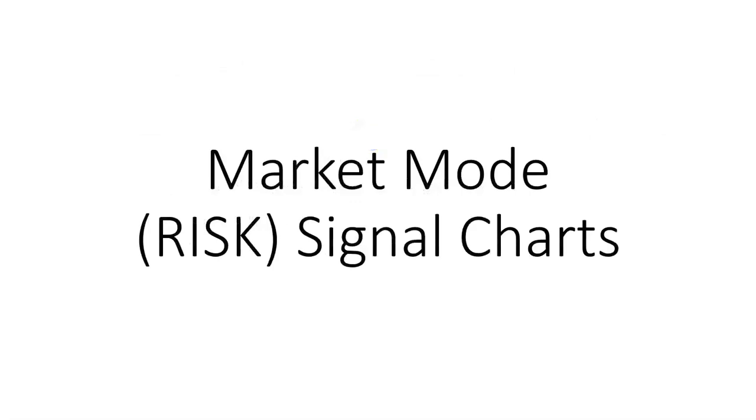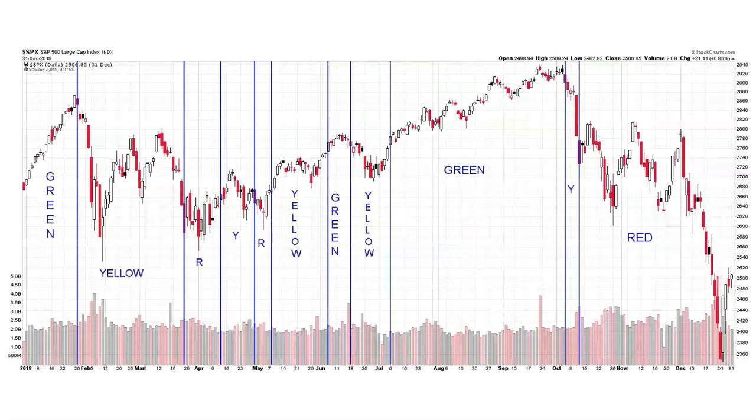Now let's take a quick look at a few market mode risk signal charts for the last few years. We're going to start off with 2018, and you can see here what I was talking about, that most of your upward progress in the stock market will be made in a green risk signal environment. The yellow signal is kind of a sideways to slightly up or down signal, as you see here. And then the red signal, this is just 2018. We'll look at a few more in a second, but you can see the red signal that we had in the latter part of 2018.